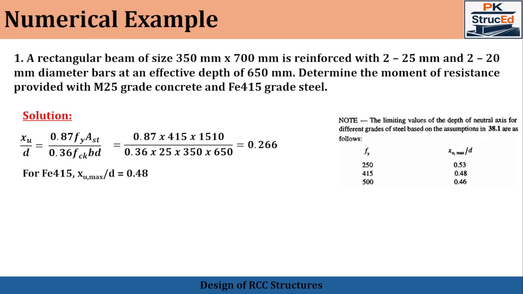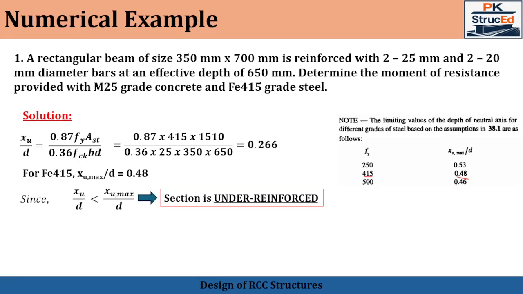Now for Fe415 grade steel, the XU max by D can be taken from the table which is available in section 38.1, in which for Fe415 grade steel, the XU max by D ratio can be taken as 0.48. Using this limit, that is XU max by D, we compare the actual neutral axis depth with the maximum allowable neutral axis depth. So here in this case, XU by D is less than XU max by D. Hence, the section is under reinforced.